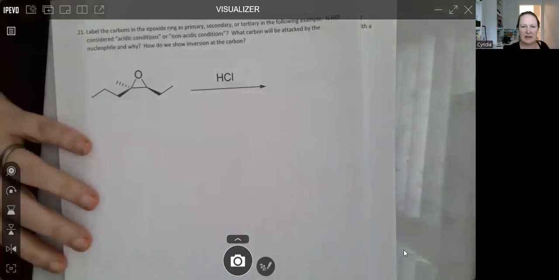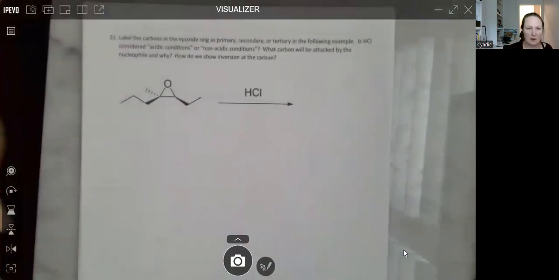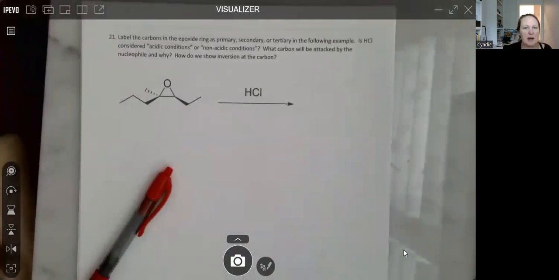All right, looking at the next question. Label the carbons in the epoxide ring as either, same as before, primary, secondary, tertiary. Is HCl considered acidic or non-acidic conditions? What carbon will be attacked by the nucleophile, and how do we show inversion?